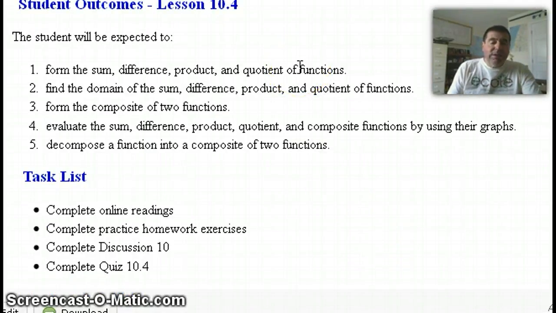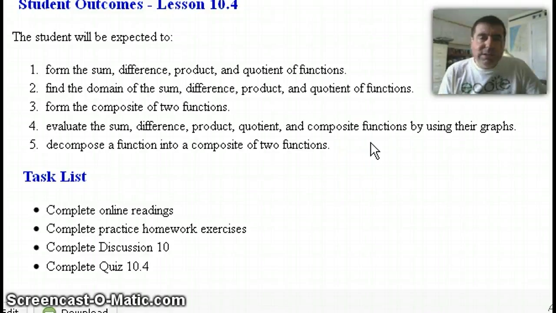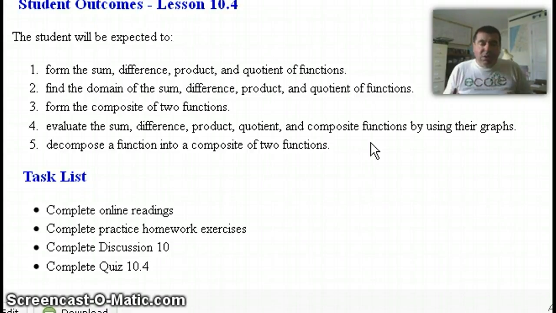Basic operations, figuring out the domain, the composite. Now, a composite is like a function within a function. And evaluating composite functions. And then I know it sounds a little morbid, but we're decomposing functions, which really is just looking at the function and trying to determine by inspection what the function inside the function is. So that is the gist of it.